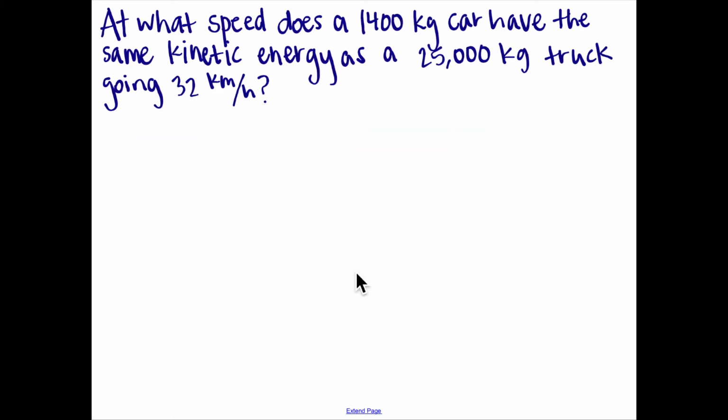And now we're just going to work some practice problems similar to the ones that are on your Mastering Physics assignment. So this first one says, at what speed does a 1,400 kilogram car have the same kinetic energy as a 25,000 kilogram truck going 32 kilometers per hour? So for this car, we know its mass is 1,400 kilograms. We want to know its velocity.